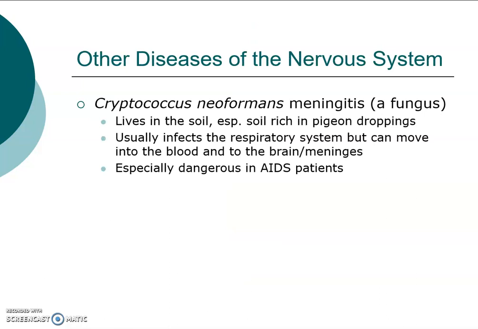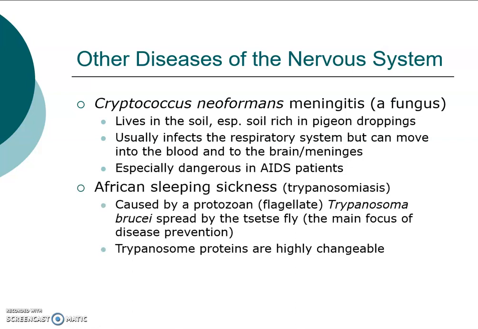So other diseases of the nervous system: Cryptococcus neoformans is a type of meningitis caused by a fungus. It's a fungus that lives in the soil, especially soil rich in pigeon droppings. We've talked about this before, how bird poop is a very, very rich source of all kinds of different pathogens, and it can be potentially very dangerous. This type of fungus can also infect the respiratory system, so it can cause a type of pneumonia as well as a type of meningitis. And many fungal diseases are especially dangerous for people that have AIDS, and this is one good example, where Cryptococcus meningitis is one of the main killers of people that have AIDS.